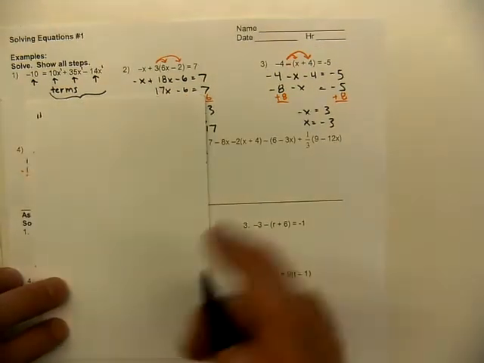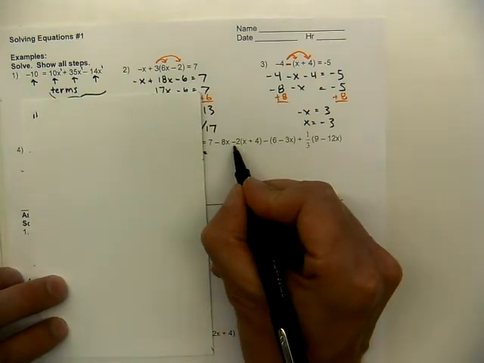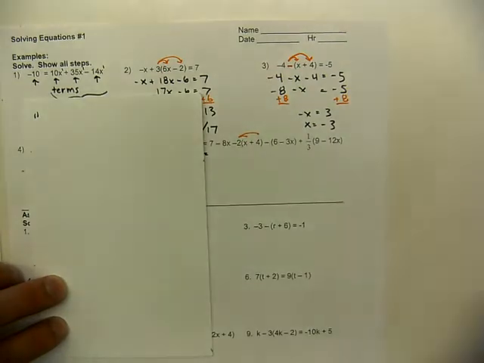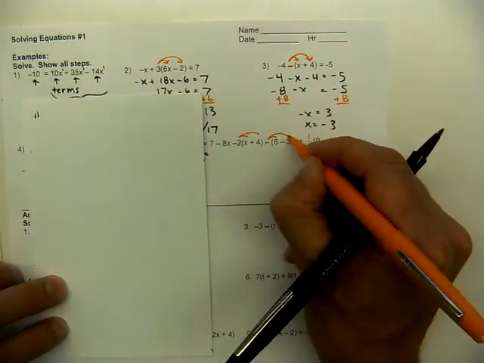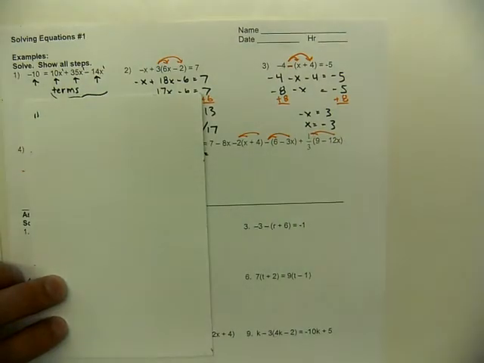And here's a single term of 7. Here's a single term of negative 8x. Here's a multiplier, so we'll distribute that to the binomial. Here's another negative sign we have to distribute, and then here's a 1/3 that we have to distribute as well. So let's do that now.